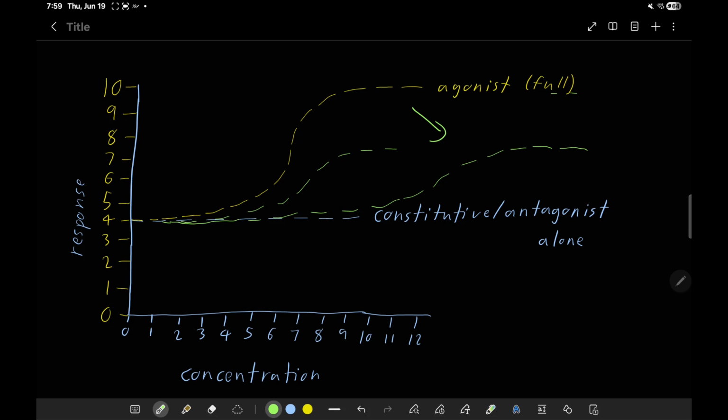And the reason that these curves can look different is because there are actually different types of antagonists, but that is a problem for next episode. Don't worry about that for now. Now we understand antagonists a little bit better. Let's take a look at different types of agonists, like full, partial, and inverse agonists.